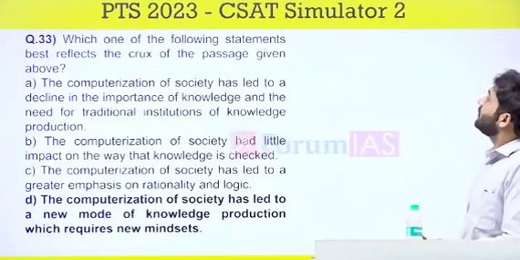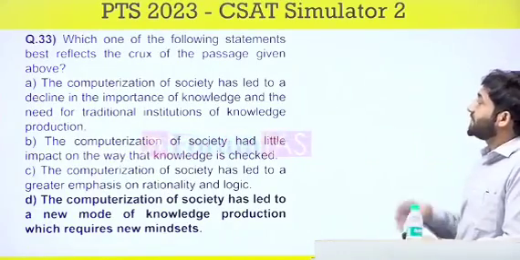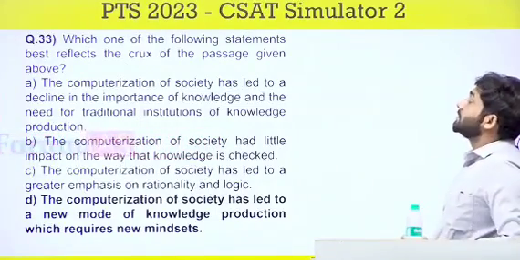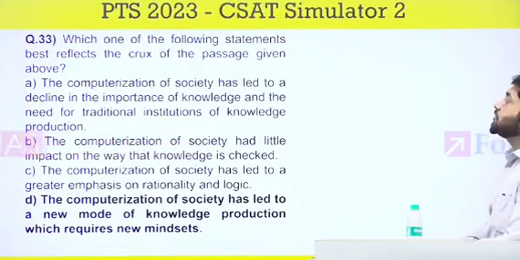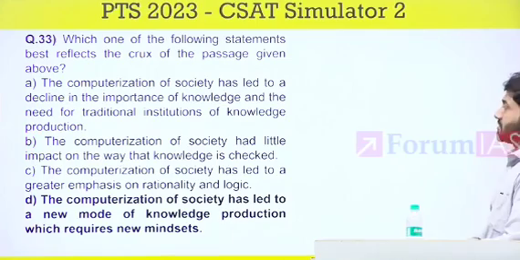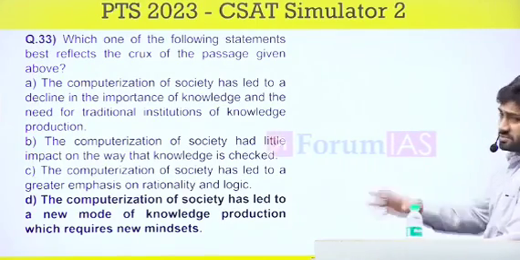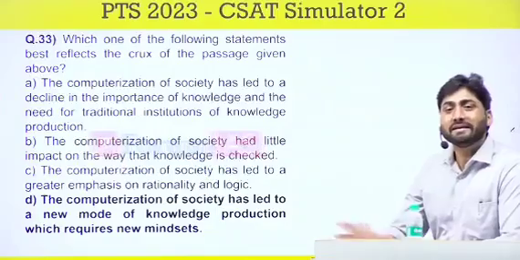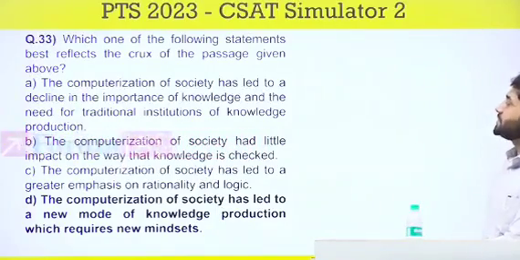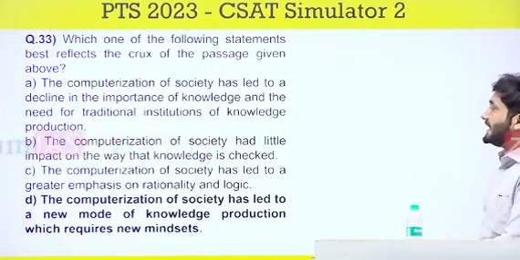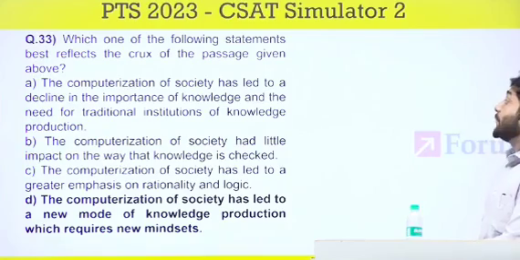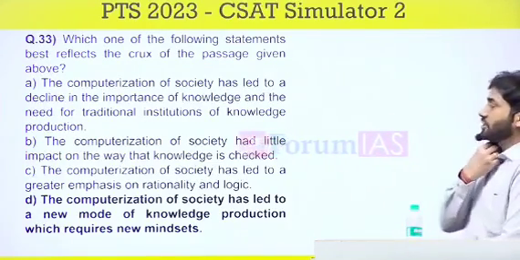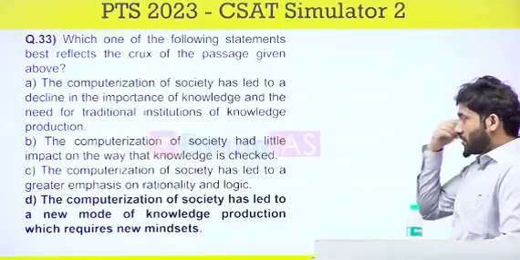Which one of the following statements best reflects the crux of the passage given above? Main point again. Option A: The computerization of society has led to a decline in the importance of knowledge. Nowhere mentioned. It's not mentioned that it led to a decline in the importance of knowledge, so it's immediately eliminated. Next option: The computerization of society had little impact on the way knowledge is checked. No, it has greater impact. Computerization has been mentioned. That also got eliminated.